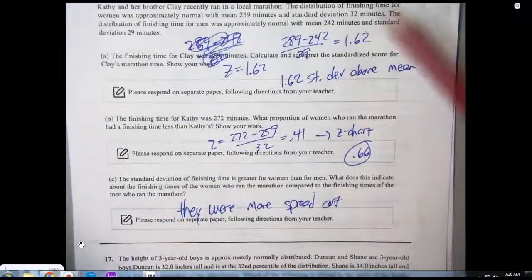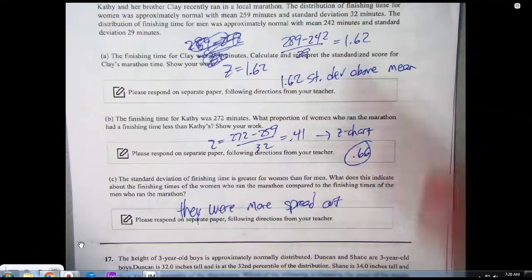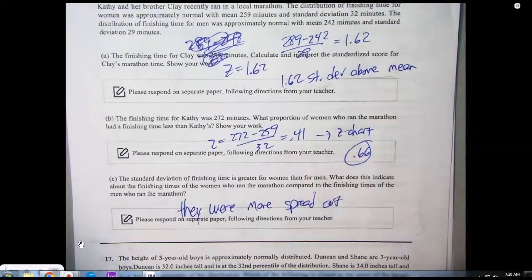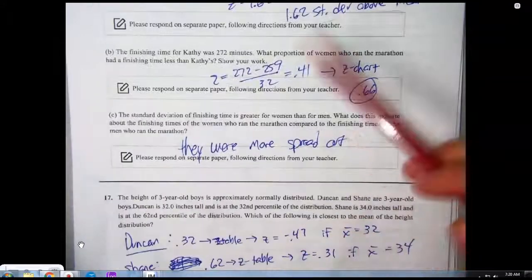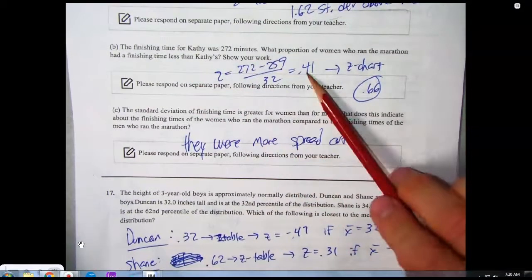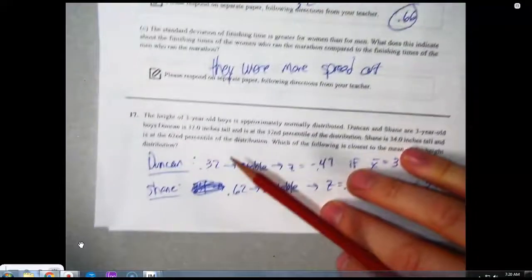16. So calculate and interpret the standardized score. That's a z-score, so you're going to calculate it, and then you're going to say it's the number of standard deviations above the mean. What proportion had a finishing time less? So you're going to find her z-score and look at the chart. The chart tells you less, 0.66.